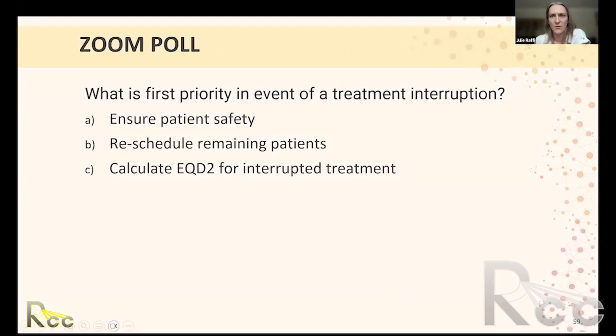Benjamin, are you able to launch the poll? I can try to launch the poll again. Okay, here's the third Zoom poll.